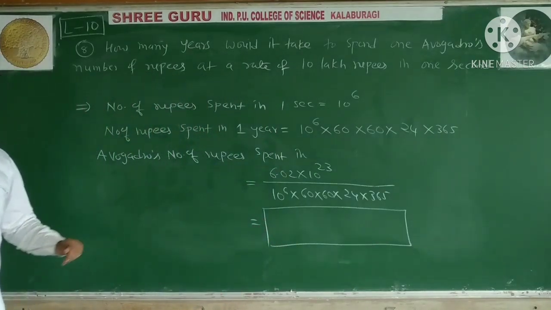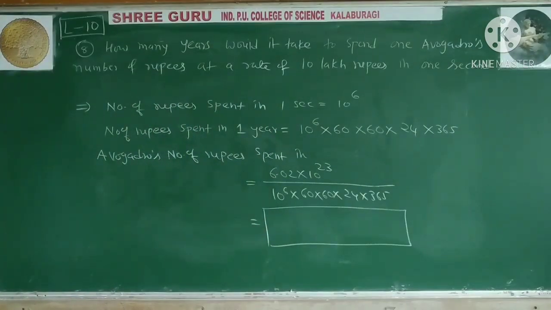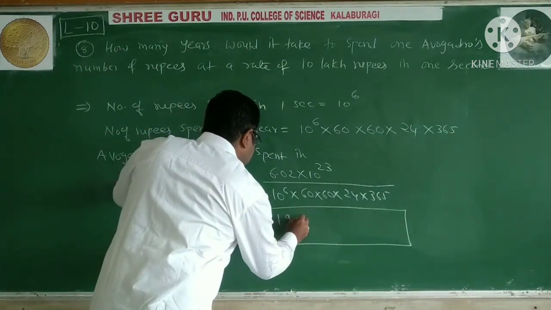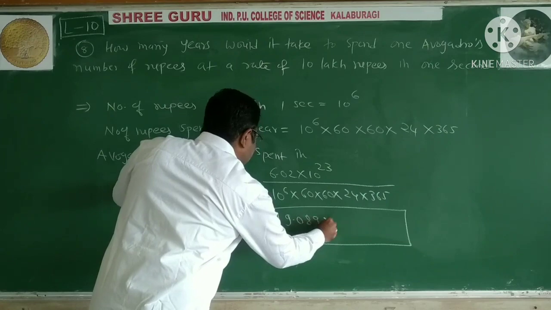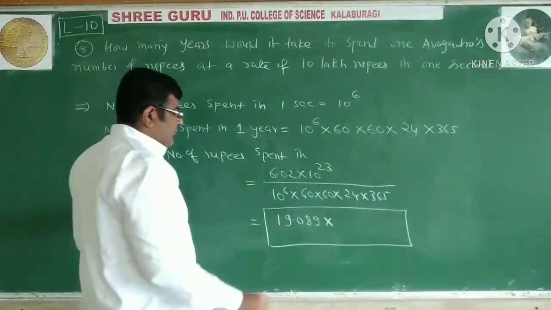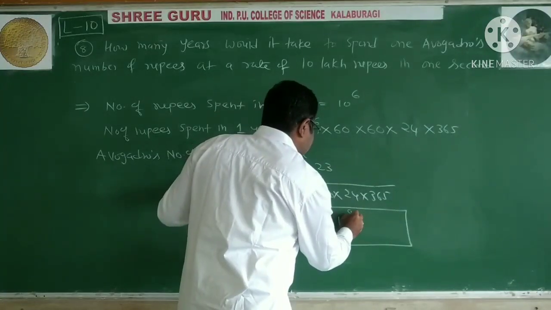Yes, do this calculation. 6.02 into 10 raised to 23 divided by 10 raised to 6 into 60 into 60 into 24 into 365, and what we get is 19.089 into 10 raised to 9 years.